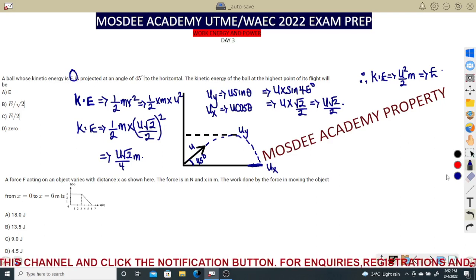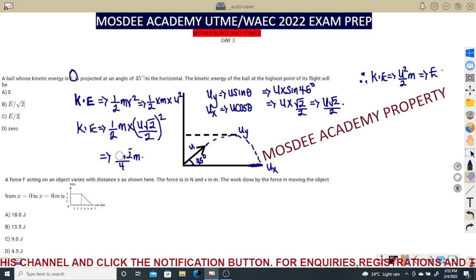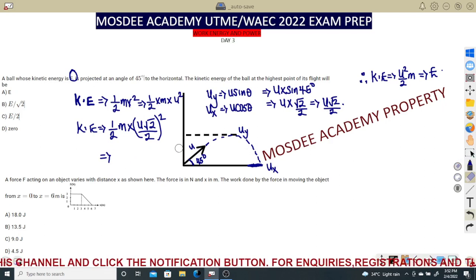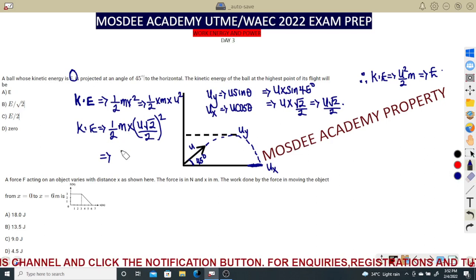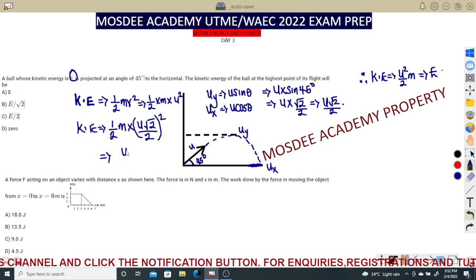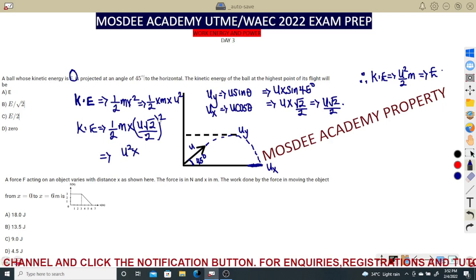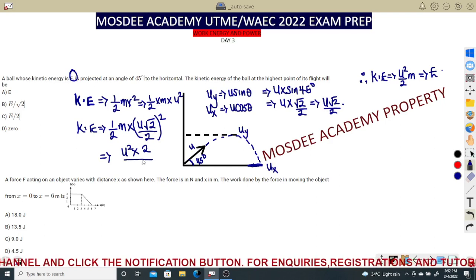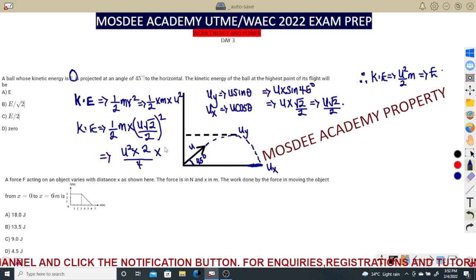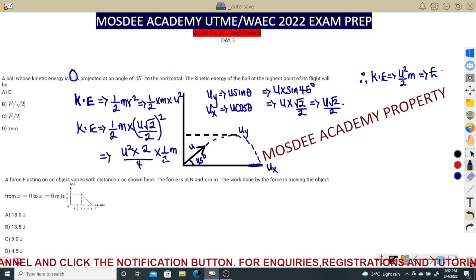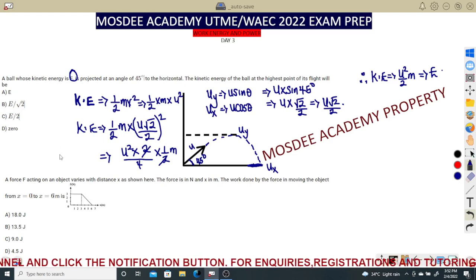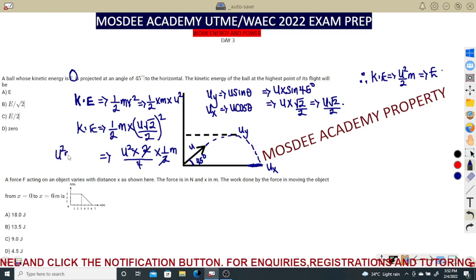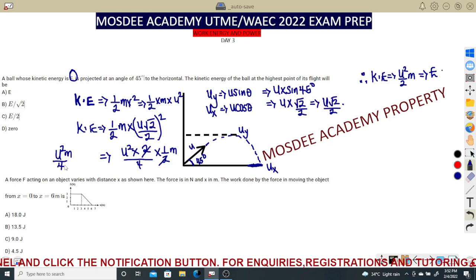I'm going to clean this now because I hate doing rough work. It's because I'm taking you through the process. That is why it is taking time. U square, you can see, multiplied. When you square this, we remove the square root, multiply by 2, then over 2 square is now 4. Then you have times 1 over 2m. I forgot to actually cancel, and this gets cancelled out. So this energy is U square m over 4, or U square over 4m.